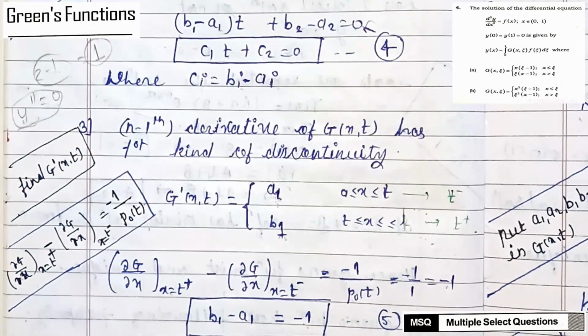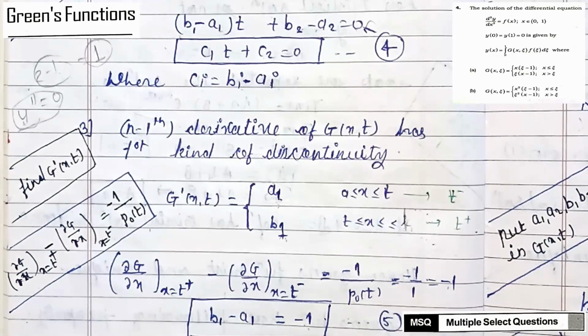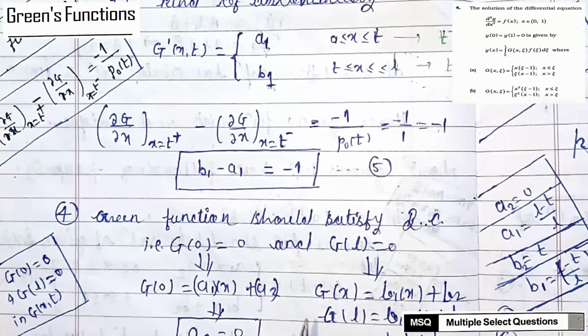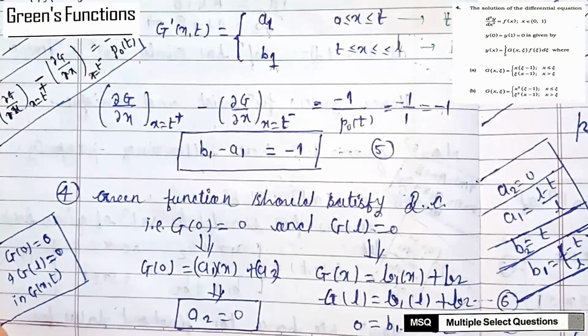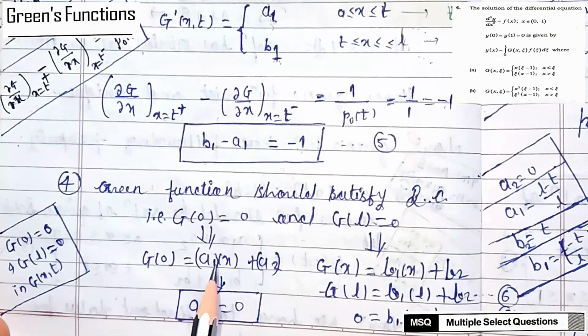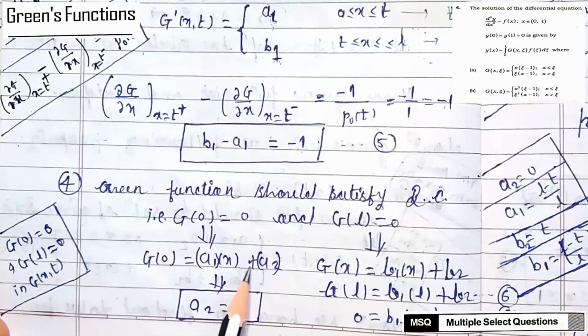Now it is time to define the Green's function using our boundary conditions. We have the given boundary conditions g(0) = 0 and g(1) = 0. So g(0) is equal to a1x + a2. What do we get here? x is 0, so g(0) is equal to a1·0 + a2.